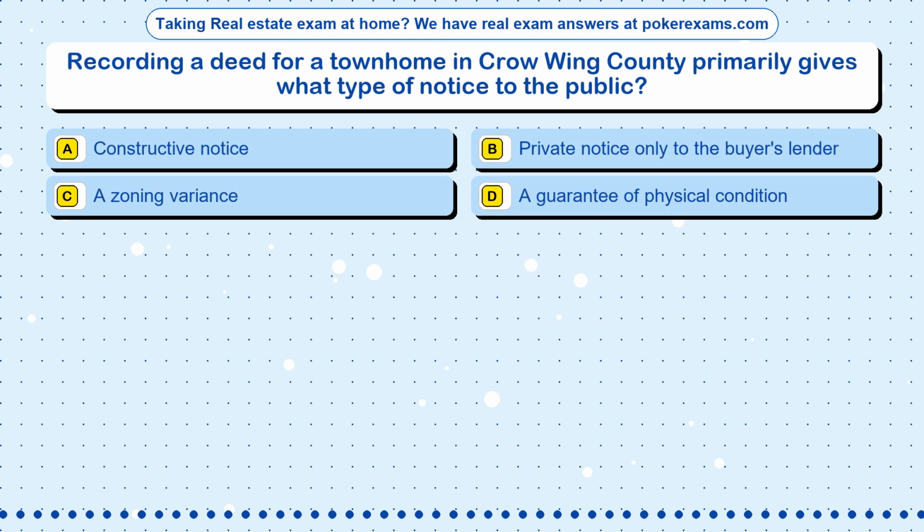Question 93. Recording a deed for a townhome in Crow Wing County primarily gives what type of notice to the public? Option A, constructive notice. Option B, private notice only to the buyer's lender. Option C, a zoning variance. Option D, a guarantee of physical condition.